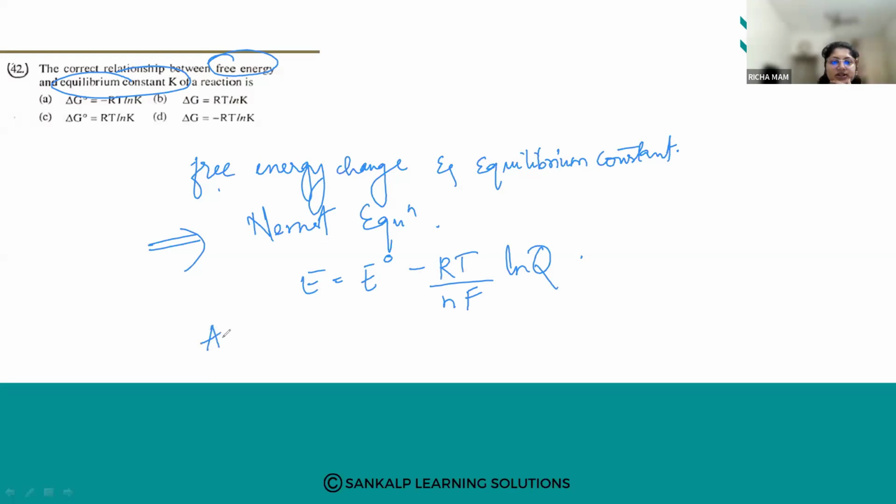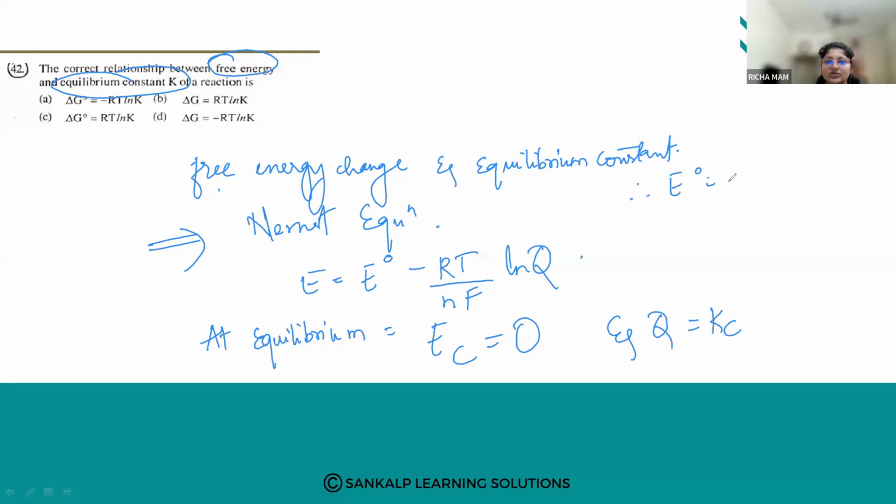So we know that at equilibrium, your E, that is the cell potential, will be 0 and Q will be equal to what? Q will be equal to KC. So at equilibrium, E is 0, so your Q will be equal to KC. So E naught will be equal to RT by NF ln of Q, which is KC, your equilibrium constant K.